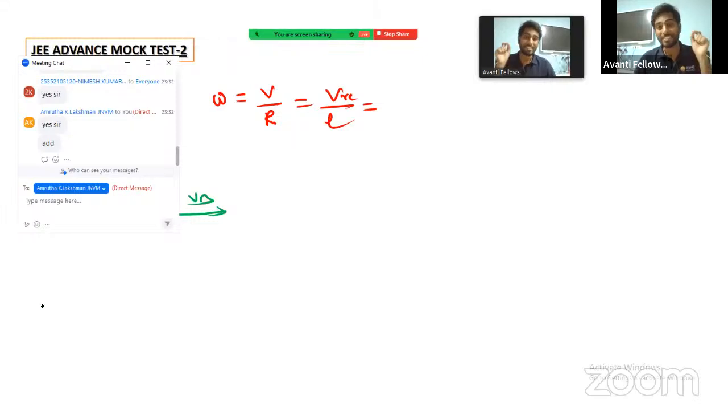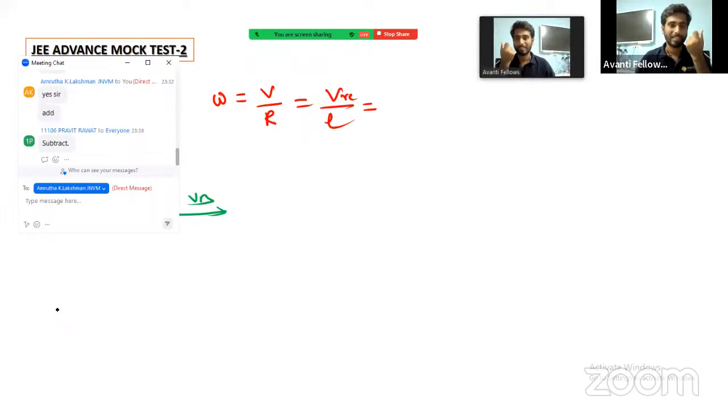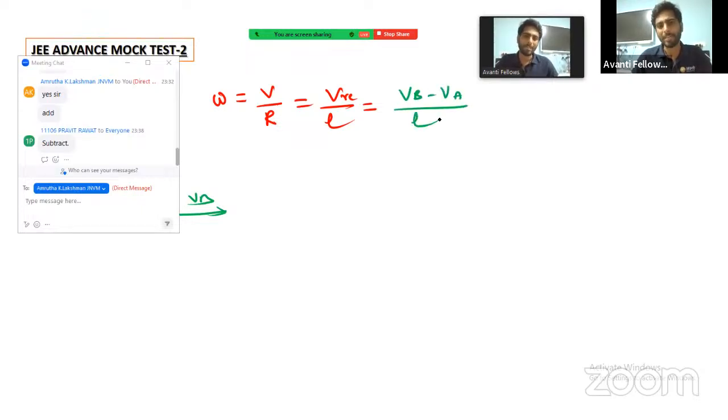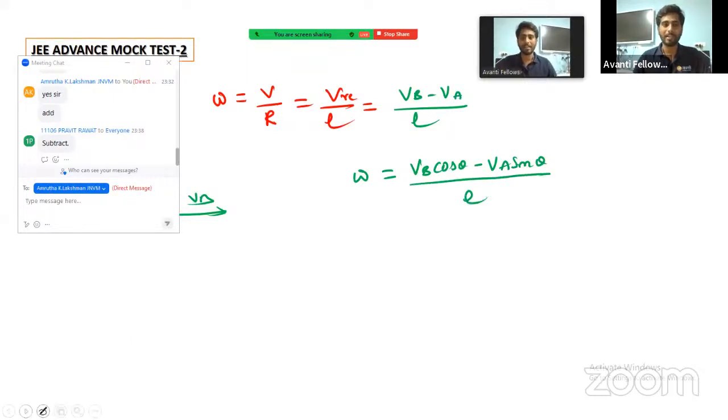If the velocities are in the same direction, then the relative velocity will be subtracted. Exactly right, Pravit. We need to subtract. Hence it will become VB minus VA, divided by length. Hence angular velocity will be equal to VB cos theta minus VA sin theta, divided by L. Correct enough? Look at here properly.